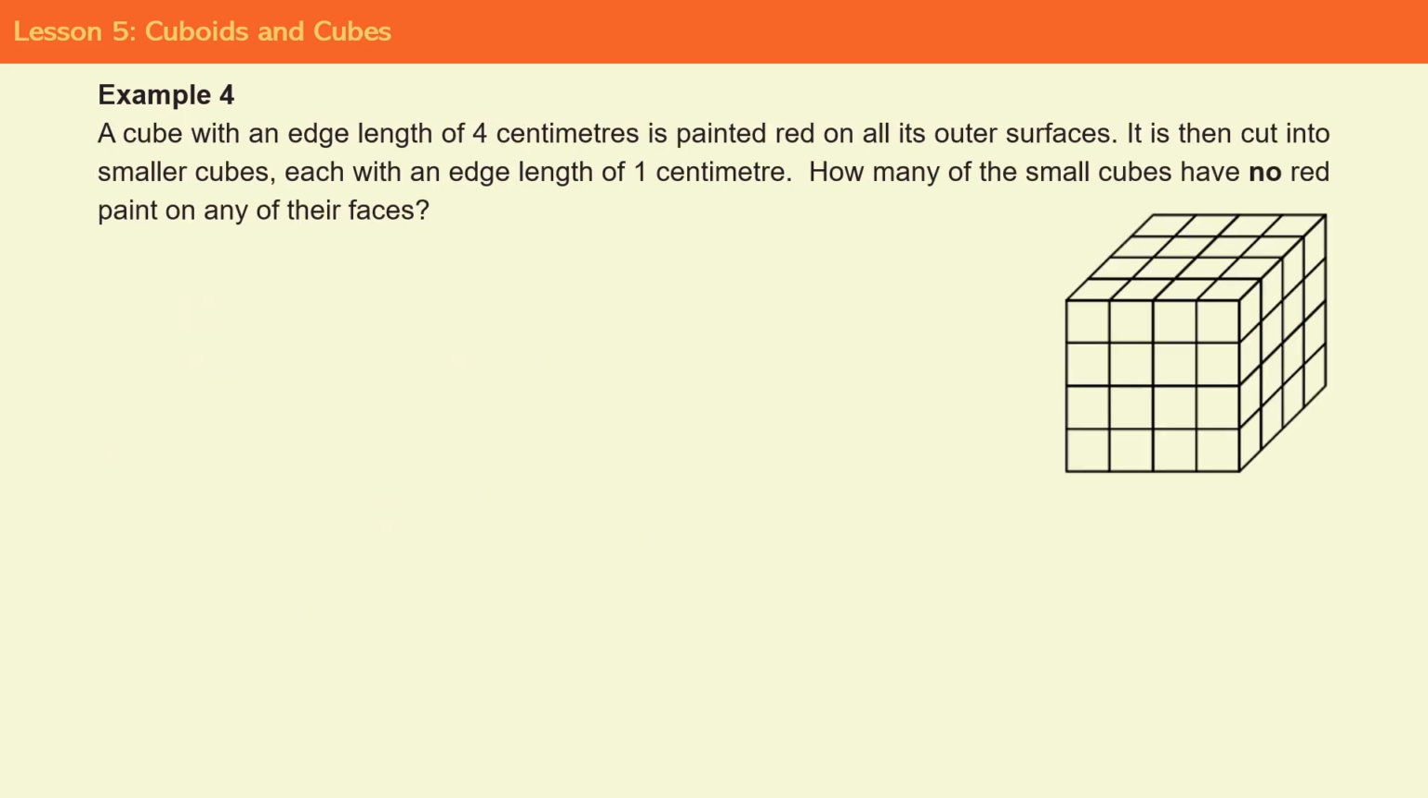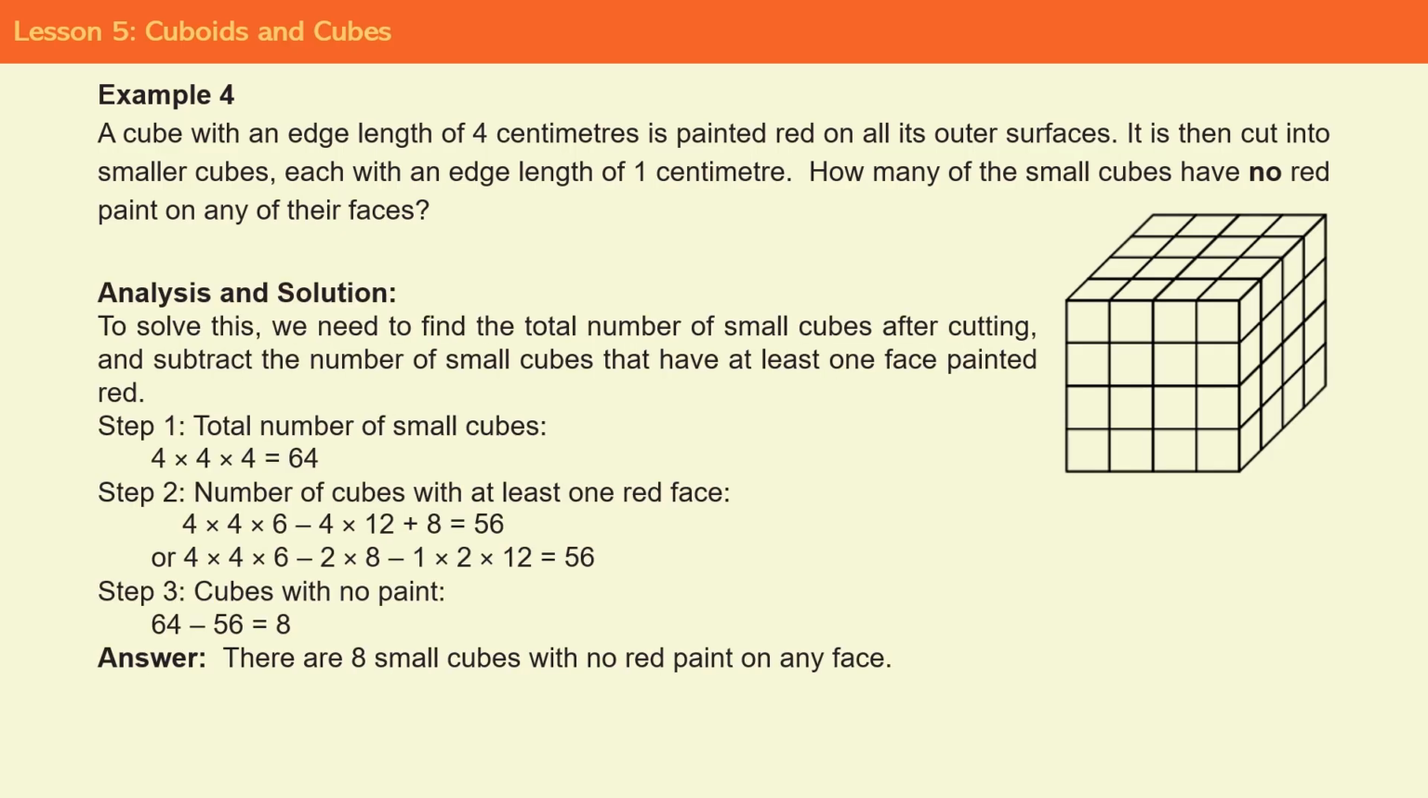Example 4. A cube with an edge length of 4 centimeters is painted red on all its outer surfaces. It is then cut into smaller cubes, each with an edge length of 1 centimeter. How many of the small cubes have no red paint on any of their faces? To solve this, we need to find the total number of small cubes after cutting, and subtract the number of small cubes that have at least one face painted red.